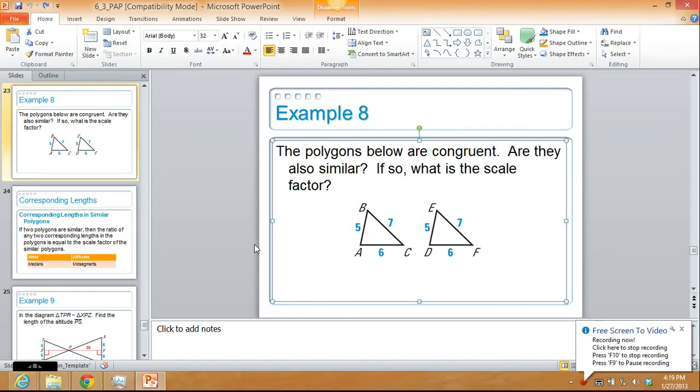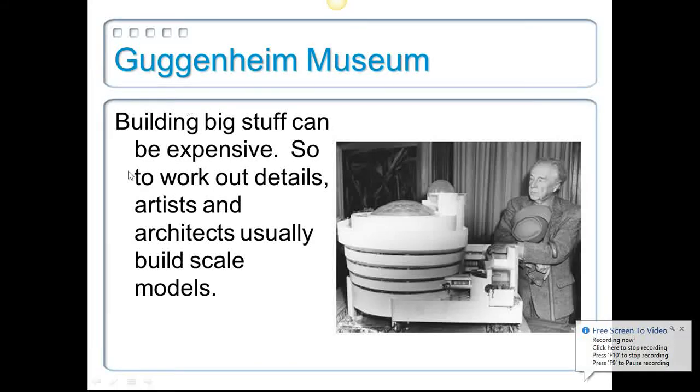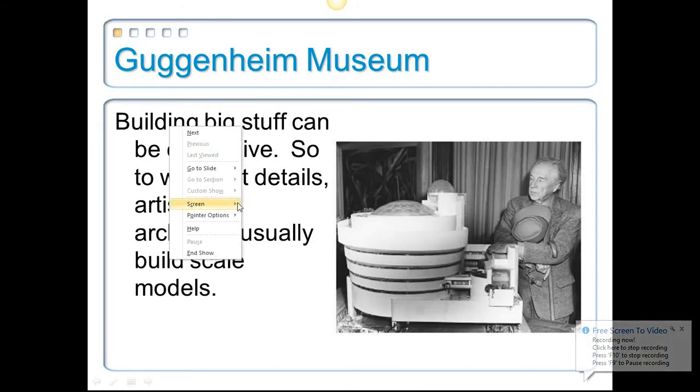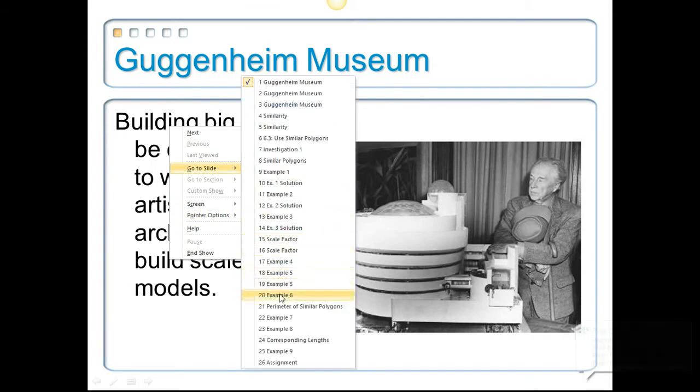Okay, we're doing example 8, and it says the polygons below are congruent. Are they also similar? And if so, what is the scale factor? So we've got congruency. Let's talk about congruency. Let's get to the problem here. I'll get there as fast as I can. We're going to go to example 8 here.